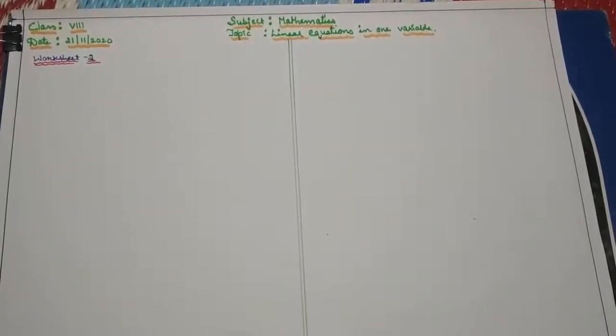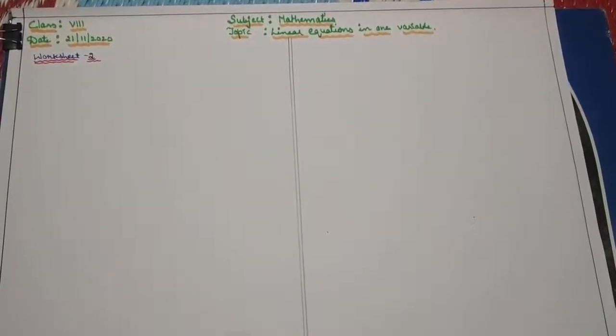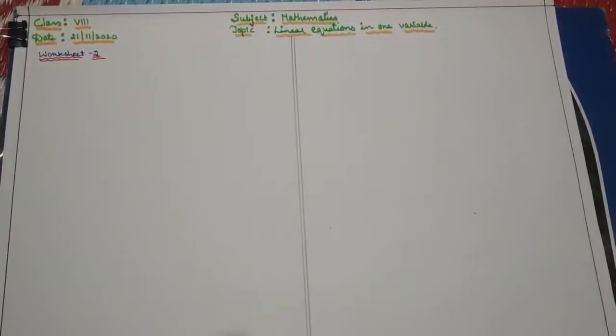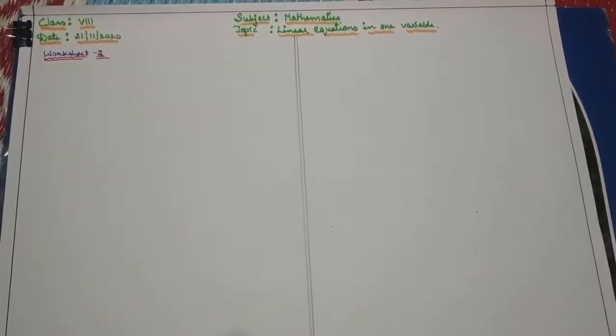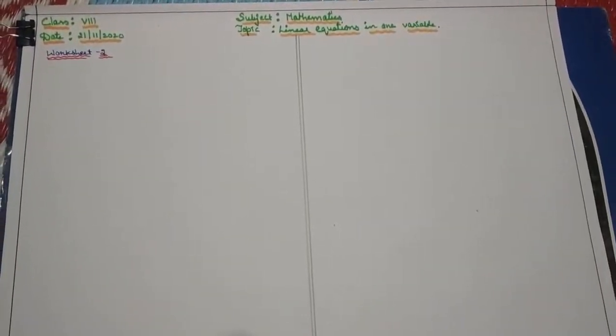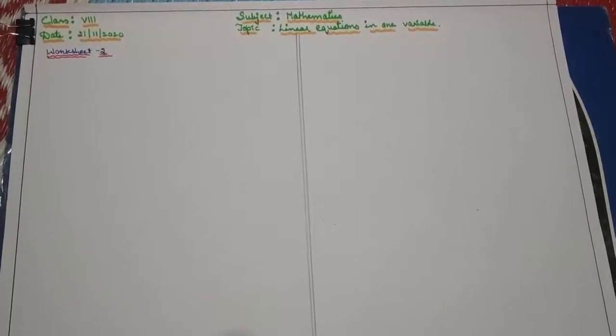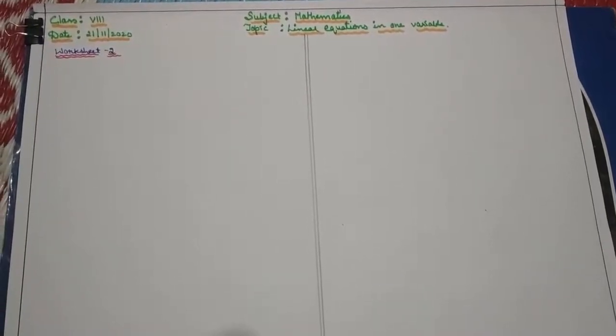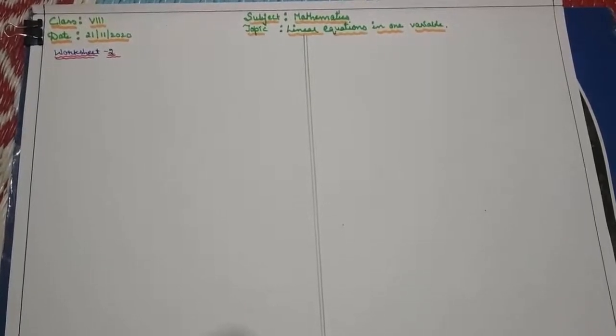In the last class we were discussing the chapter linear equations in one variable and we were solving the statement questions from worksheet 2. Under that we have completed the concept finding the two-digit number and also the sum of consecutive numbers. So today we are going to continue the solving of questions from worksheet 2.